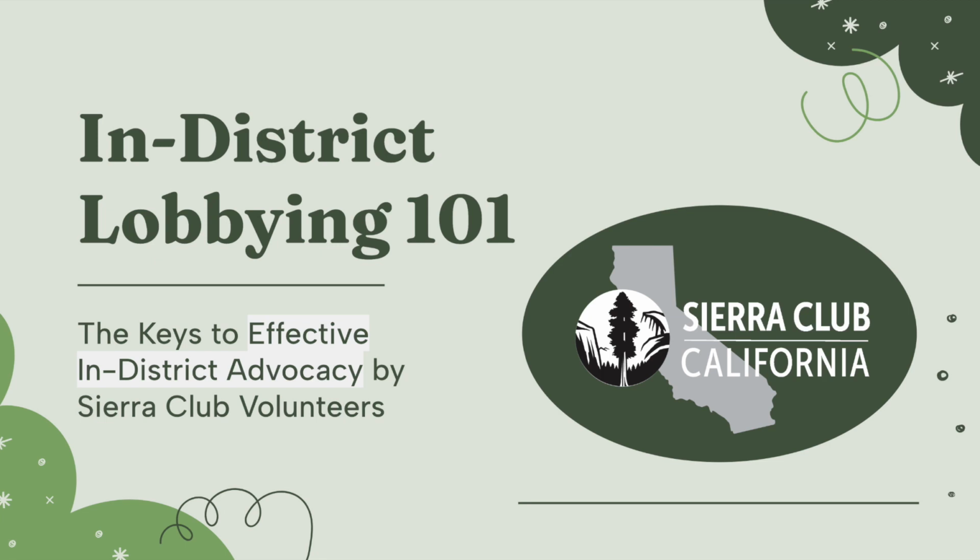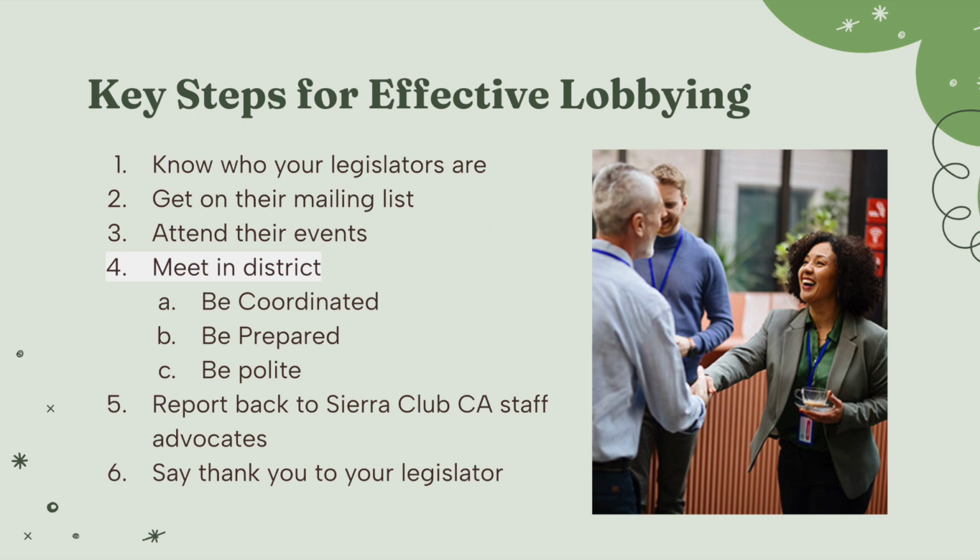One of the most important things Sierra Club volunteers can do is to help pass good environmental legislation and reach out to their legislators at home. This webinar details key steps to help you become an effective in-district volunteer advocate. Legislators care about what their constituents think. They know that your vote is what keeps them in office.